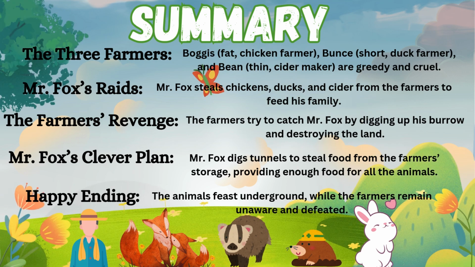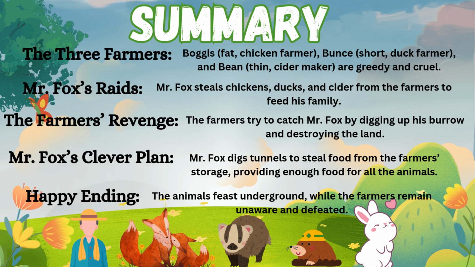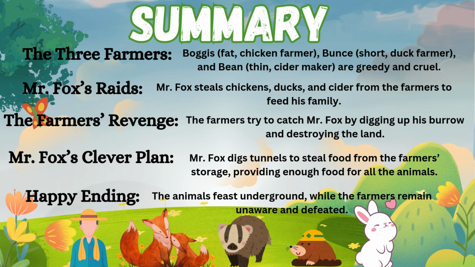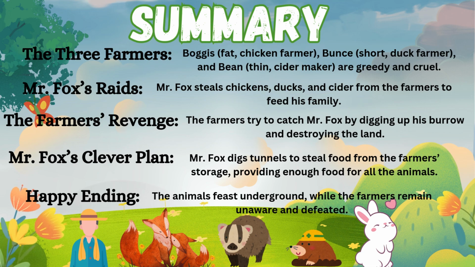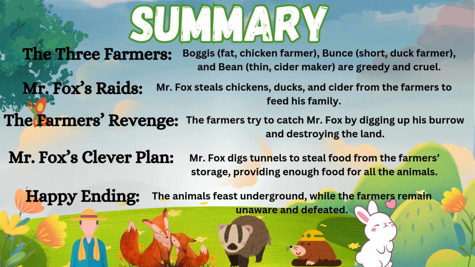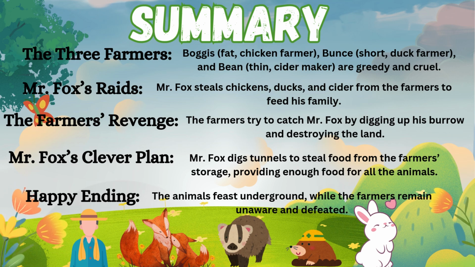The story begins in a peaceful countryside where three rich but cruel farmers, Boggis, Bunce, and Bean, have their large farms. These men are described as greedy and unpleasant. Boggis is a fat chicken farmer who eats three boiled chickens every day. Bunce is a short and angry farmer who raises ducks and geese. He survives on donuts filled with liver paste. And Bean is a thin, pale farmer who makes cider. He drinks gallons of cider instead of eating meals.